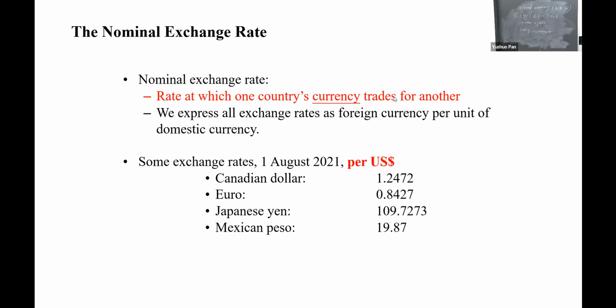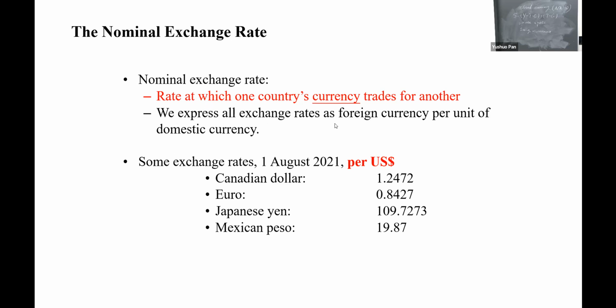Nominal exchange rate: the rate at which one country's currency trades for another. And again, for the open economy, why do you want to buy some stuff from other countries? Usually because the relative price is cheaper in that country, right? And when we talk about the price, we usually need the nominal exchange rate. So that's the reason why this is another important element in this chapter.